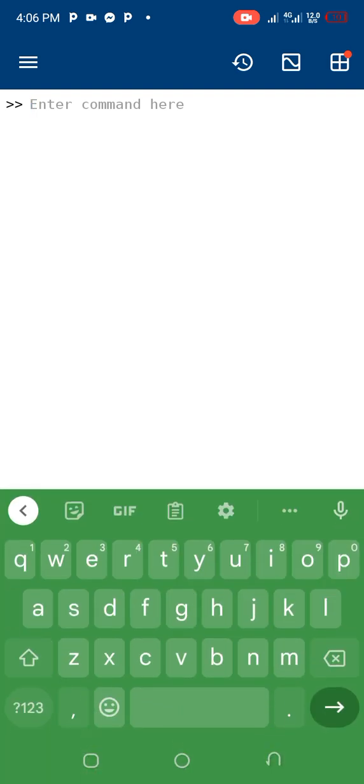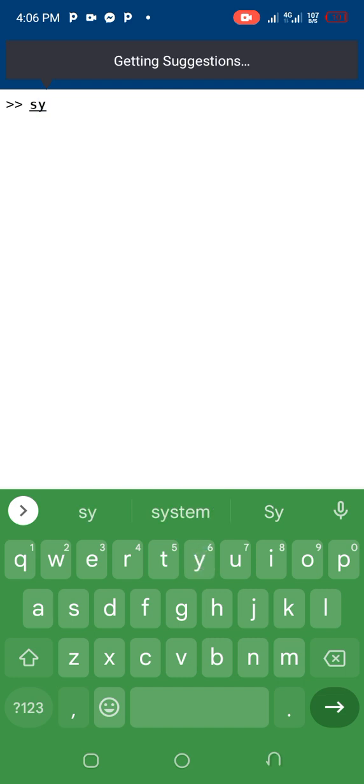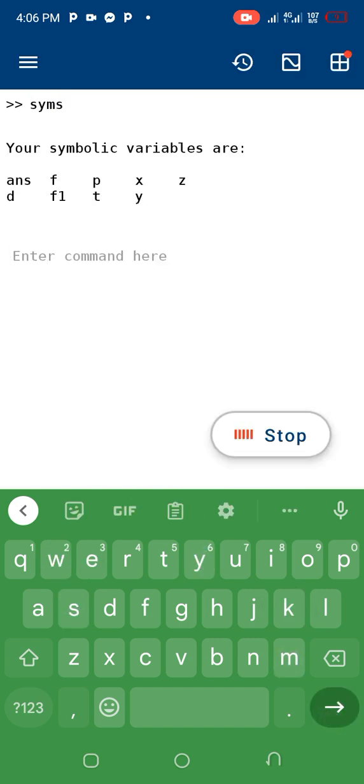We are doing programming in Matlab. Now, we are still looking at constructing polynomials in Matlab, and later on, we integrate them. So let us first check whether our symbolic variables are still available. Now, we have answer, we have f, we have p, x, z, d, f1.